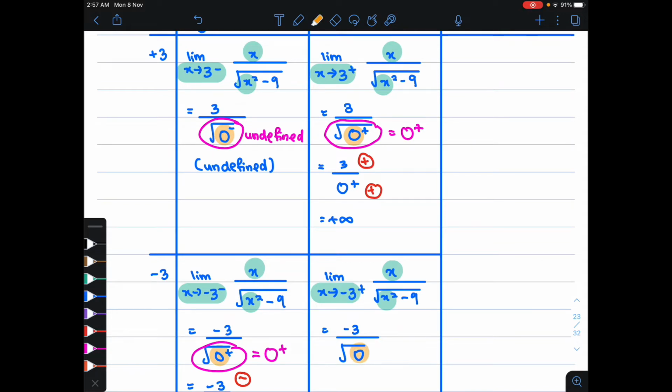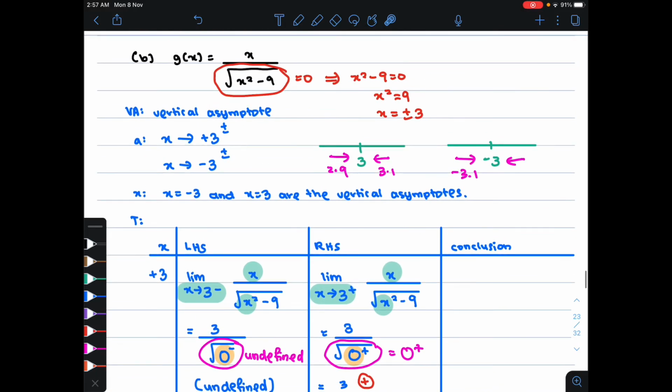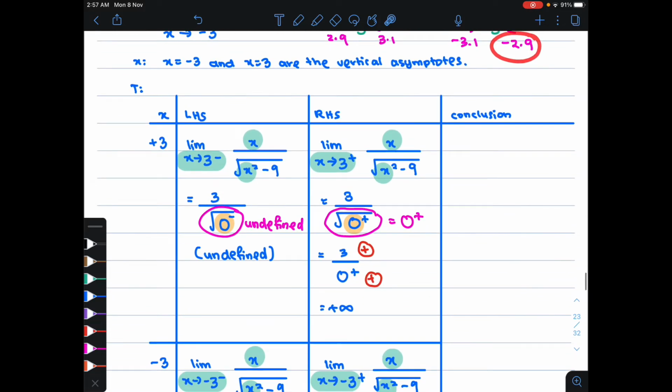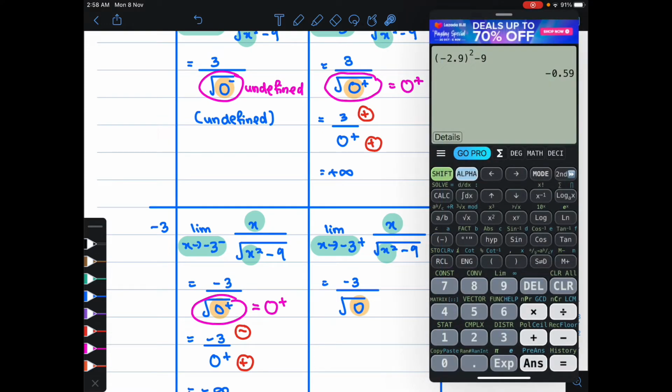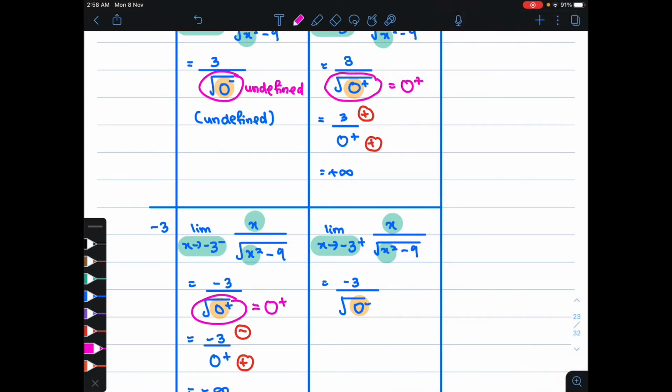So determine whether this is 0 plus or 0 minus. So x is approaching -3 from the right hand side. So we're going to take -2.9. So substitute -2.9 into x squared minus 9. And the answer is -0.59. So this is 0 minus. And we know that a square root of negative value is always undefined. And hence the final answer is undefined.